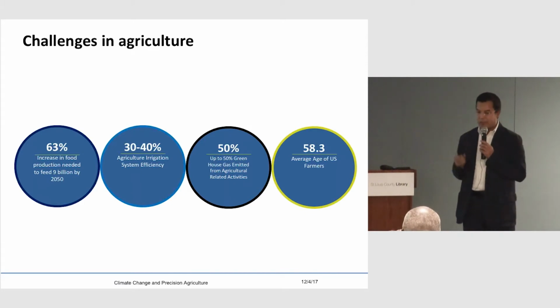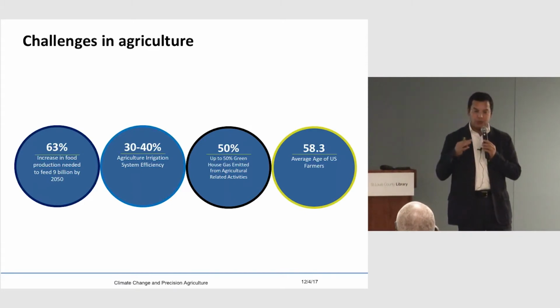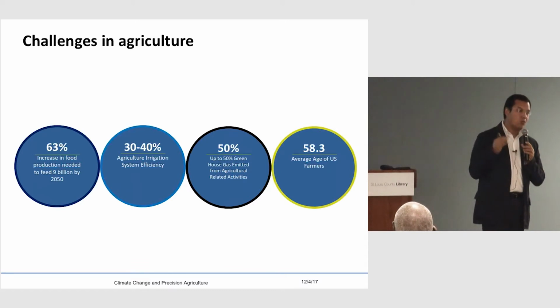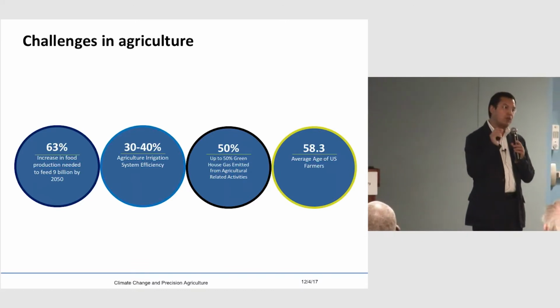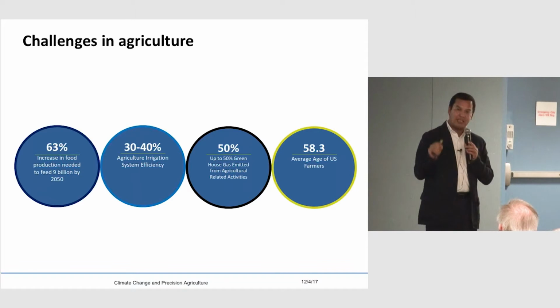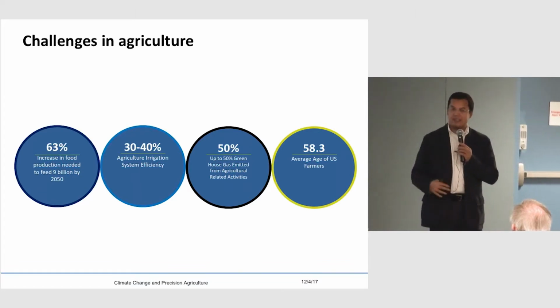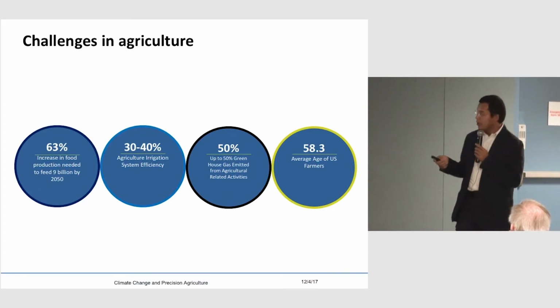So those are what we use remote sensing to detect and quantify and correlate to yield, plant health, photosynthesis, and things like that. Okay. So why do we care?